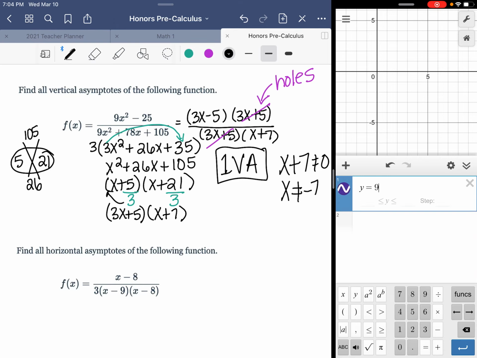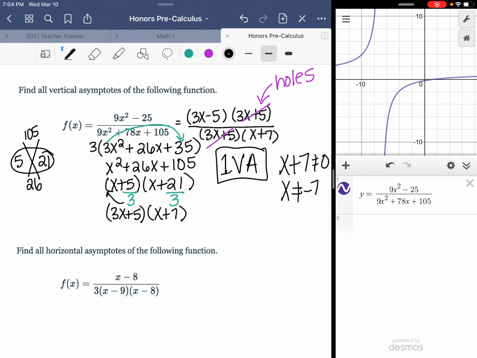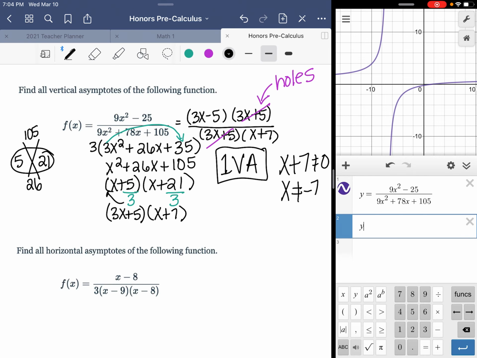Again, I can graph that whole thing. If I put it in, I have 9x squared minus 25 over 9x squared plus 78x plus 105. And I can see that we're looking for negative 7 here. So y equals negative 7, and that should be an x, my apologies. I have x equals negative 7 for my vertical asymptote. So there was only one this time.